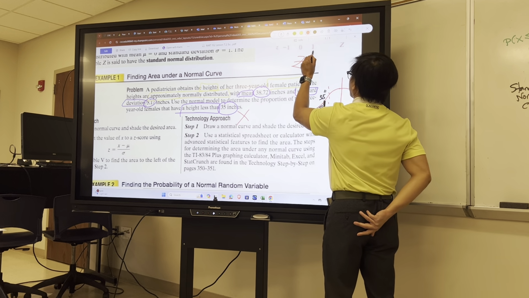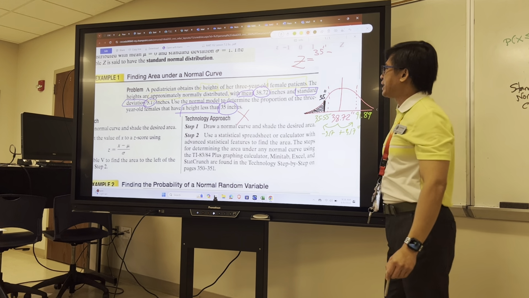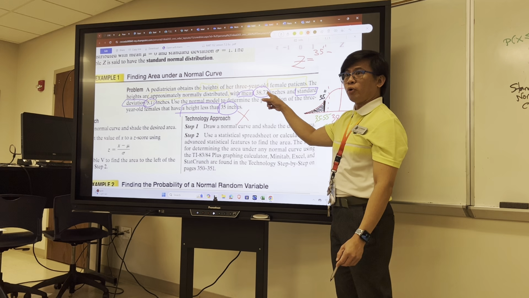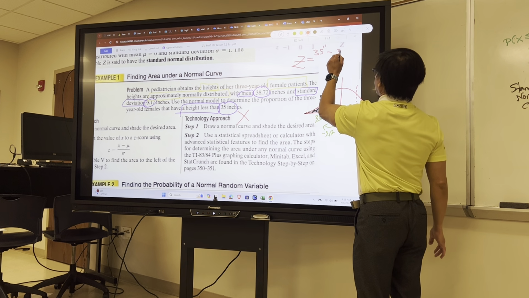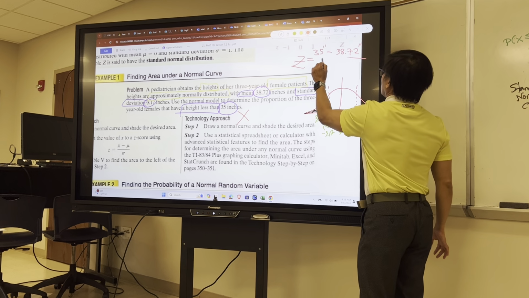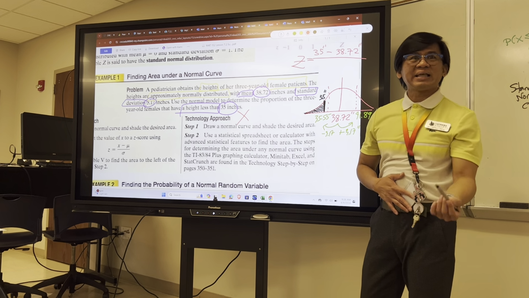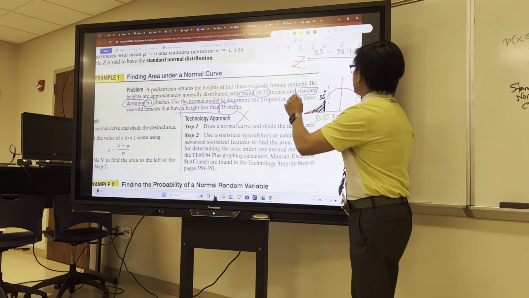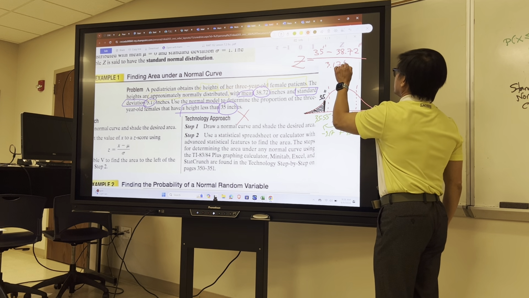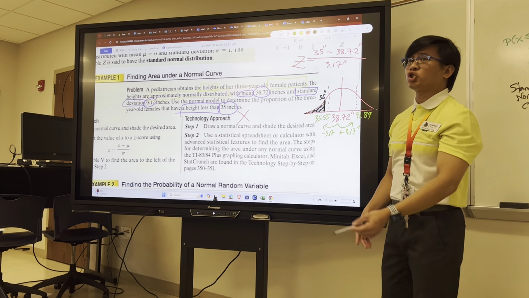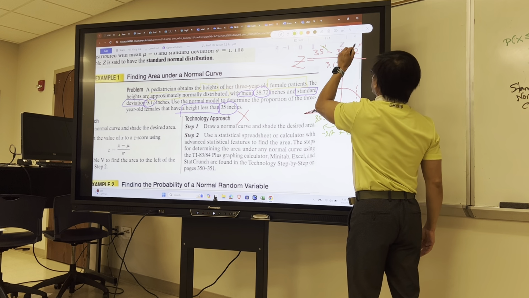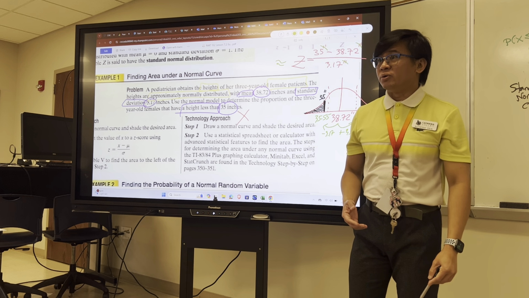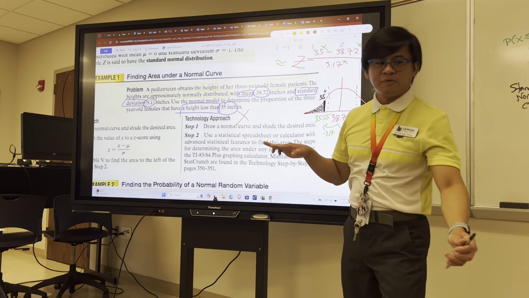It's already given, 35 inches. Minus, what's our mu? What's our population mean? 38.72. Very good. All over, what's our standard deviation? 3.70. Very good. As you may notice, all of these are inches. In short, all of those units will cancel out, telling us that z is actually a unitless value, because the inches above and the inches below cancel out.